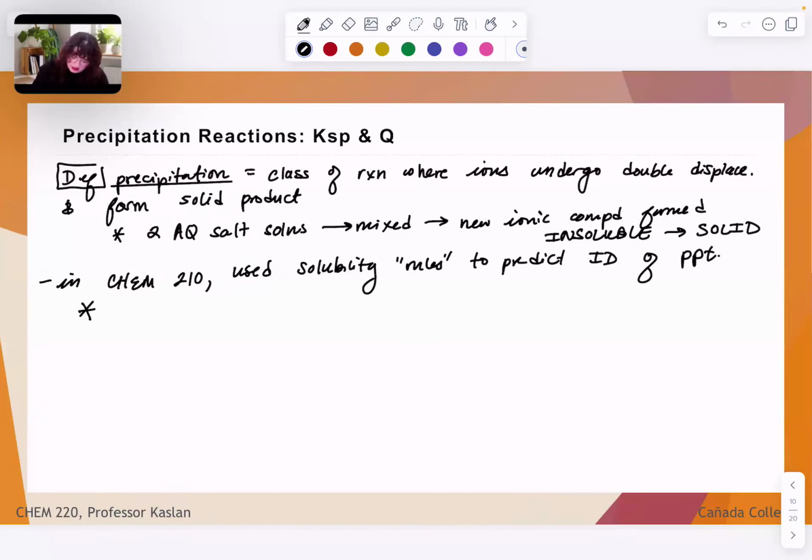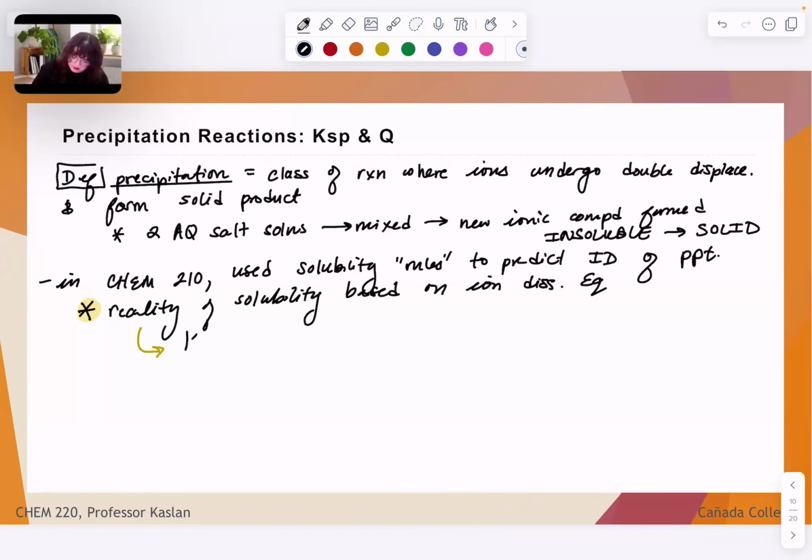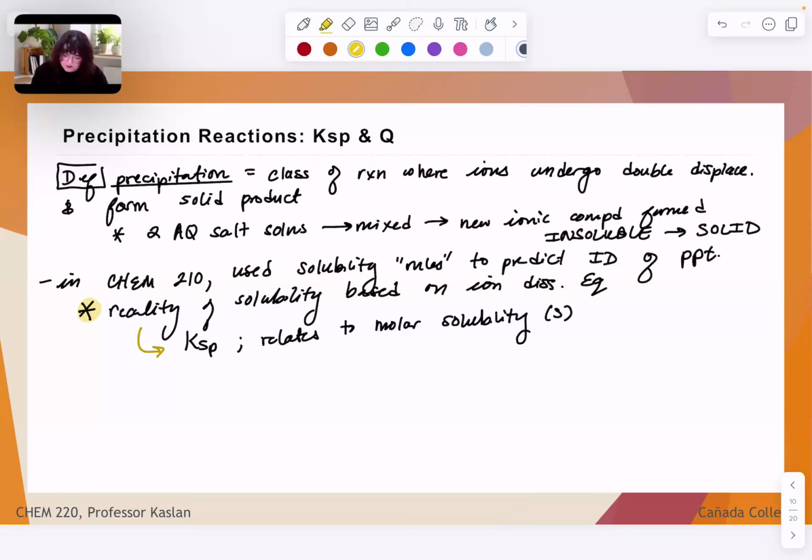But now that we are in Chem 220, we understand that the reality of solubility is based on the ion dissociation equilibrium, which is something that is described via a KSP value, which relates to, but is not the same as, the molar solubility, S. So solubility, meaning the formation of an insoluble product, has to be based on the ion dissociation equilibrium of that particular salt that potentially could be formed.